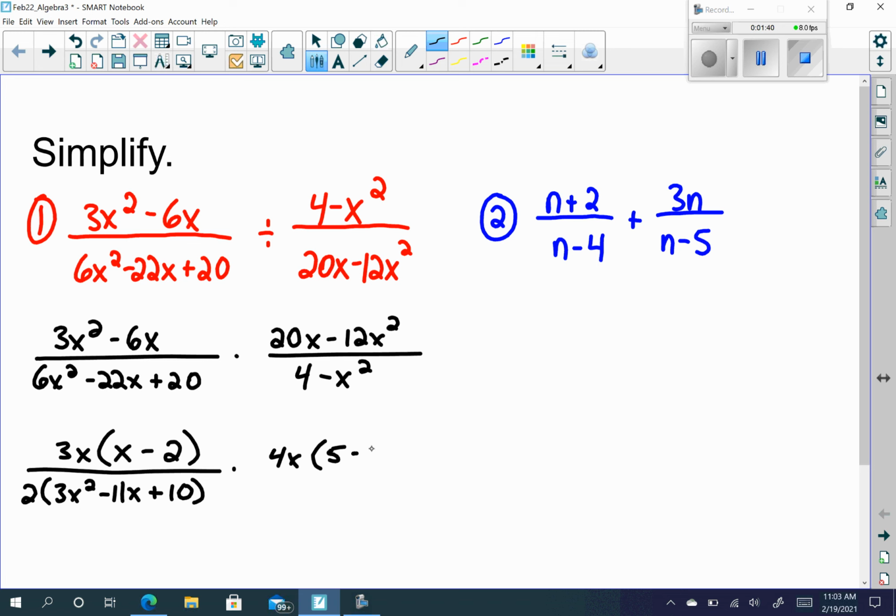5 minus 3x. And then in my denominator, that's a difference of squares. I'm going to factor into a 2 minus x. The 2's have to go first. And then a 2 plus x.